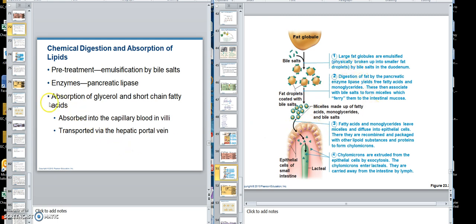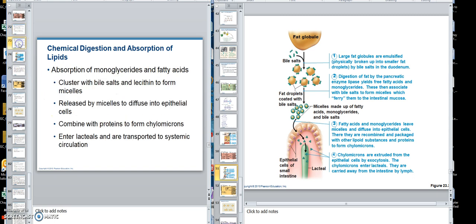And you can read on that. Okay. So, absorption of monoglycerides and fatty acids. What happens is that enzymes take 2 fatty acids off of the glycerol to make a monoglyceride and 2 fatty acids. They cluster with bile salts and lecithin to form micelles, release micelles to diffuse into the epithelial tissue, and combine with proteins to form chylomicrons.